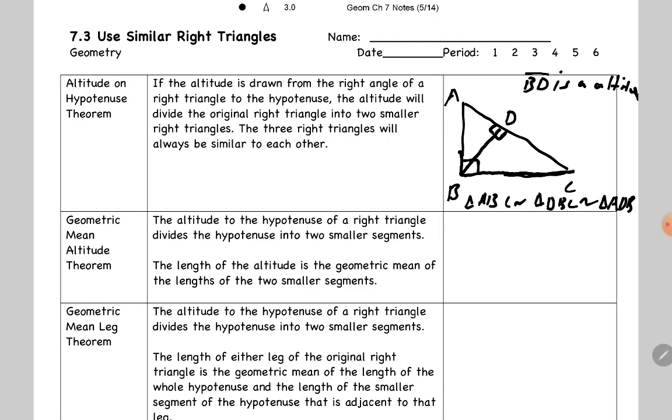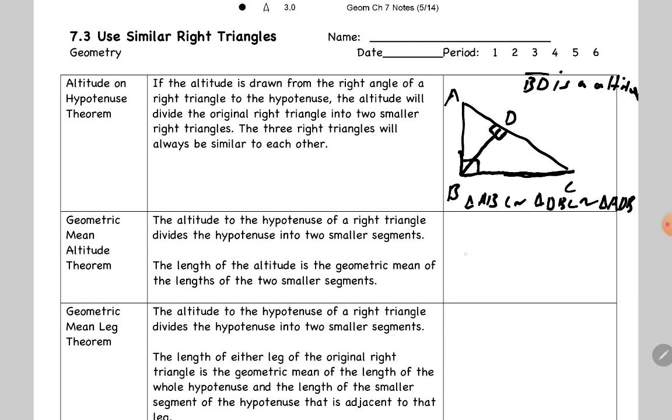That means we can use the stuff that we did last chapter, create a proportion, and figure out missing sides. So the geometric mean altitude theorem: the altitude to the hypotenuse of a right triangle divides the hypotenuse into two smaller segments. The length of the altitude is the geometric mean of the lengths of the two smaller segments.